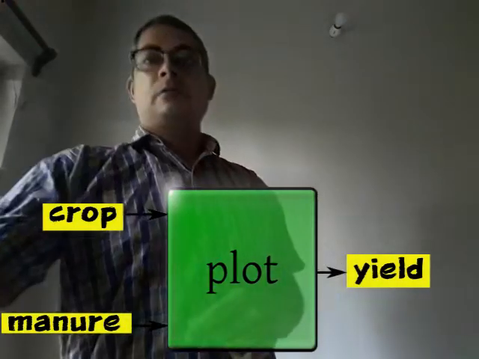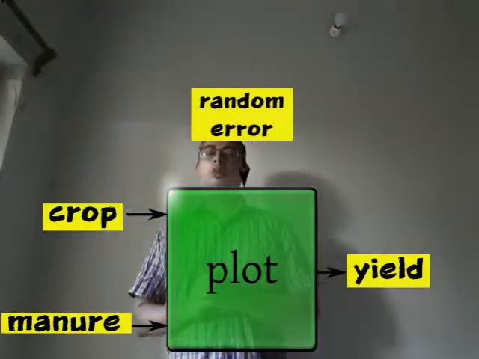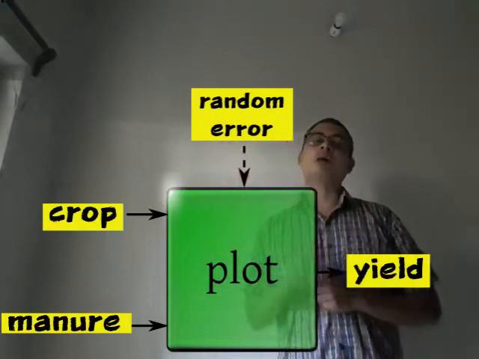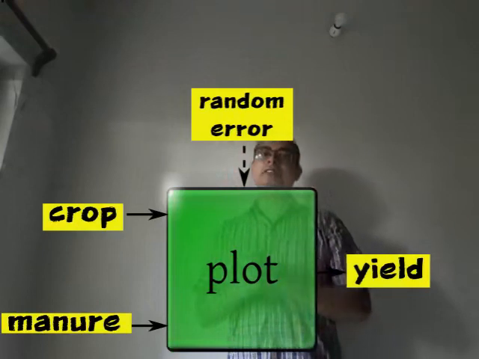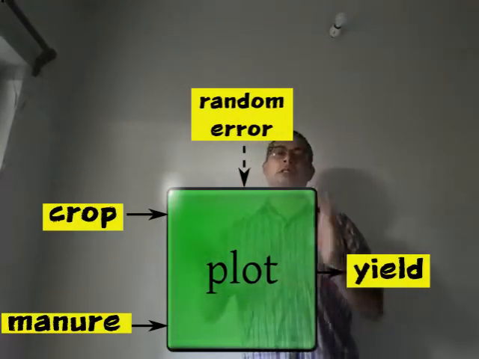Now in all these cases, we cannot ignore the fact that there is going to be some amount of random error. Now what does that mean? This means the following. In this example, suppose we take two identical plots, as identical as possible.